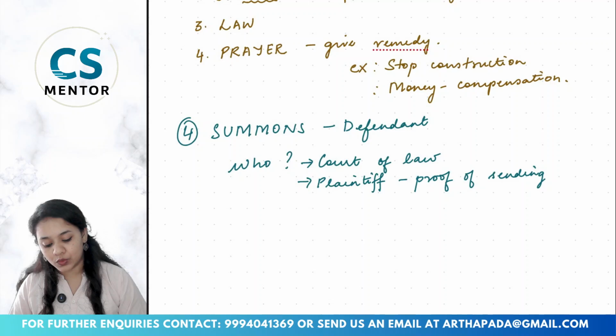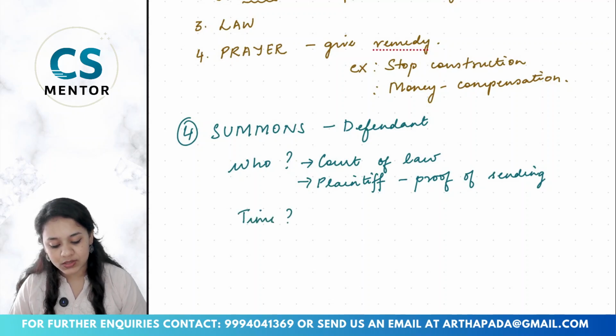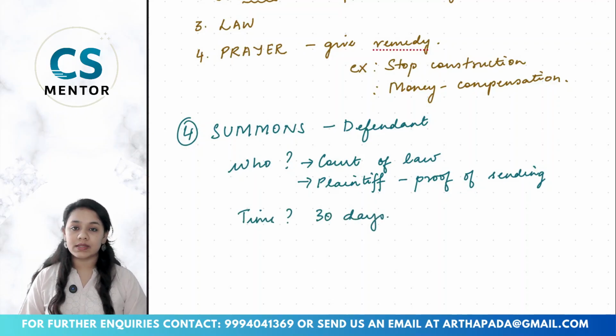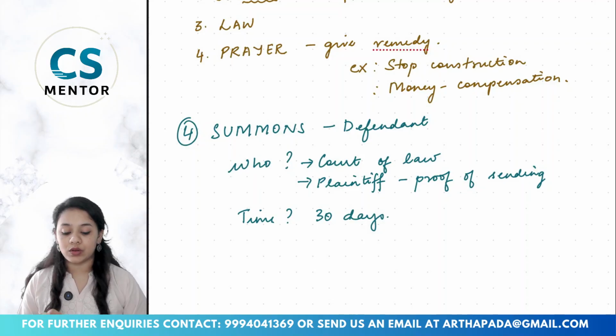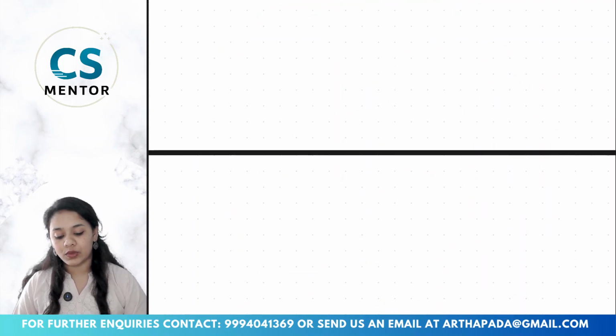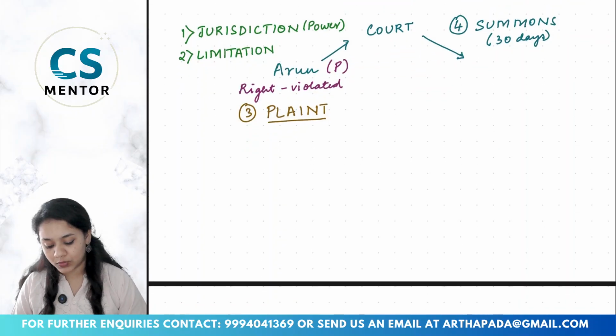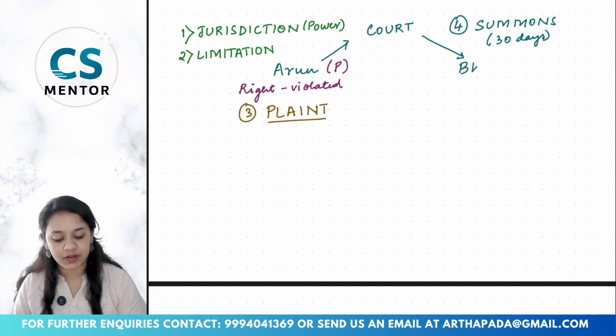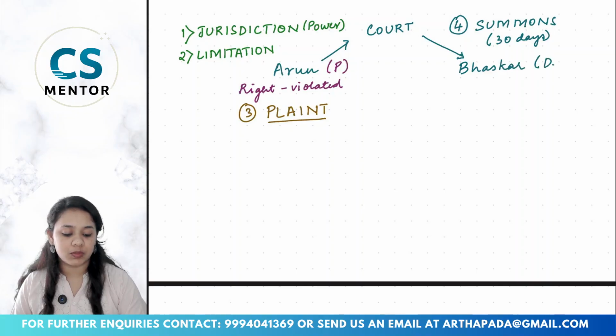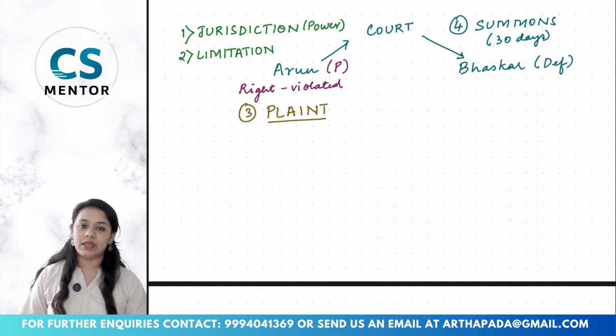Great. So what is the time period to send the summons? The answer is within 30 days. So within 30 days, the summons should be sent out. And who should it be sent to? It should be sent to the defendant. Great. Now that we've understood that the summons has been sent to a person known as the defendant, in this case, the defendant is no one other than Bhaskar. So in short, I'm going to call him DEF.